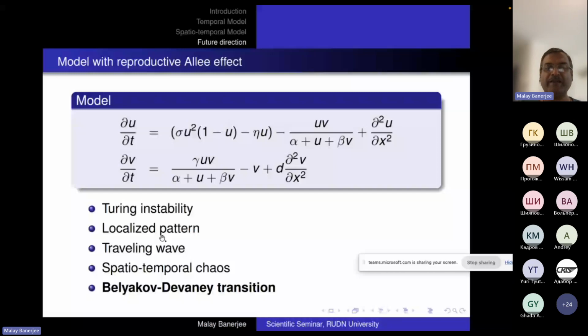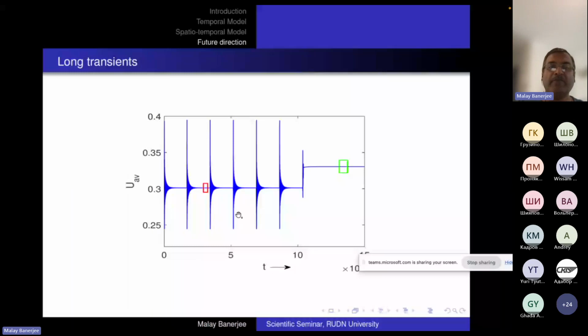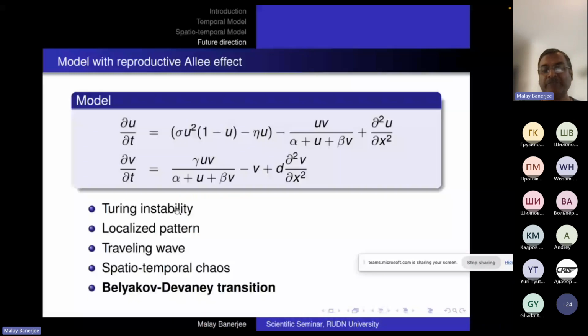We identified the localized pattern, traveling wave, and spatiotemporal chaos. But another interesting phenomenon we have observed is the Bogdanov-Takens type transition, the Belyakov-Devaney transition. If you perform some numerical simulation for appropriately chosen parameter values, we observe that although the Turing instability condition is satisfied, we cannot find any stationary pattern in the long run. Sometimes it shows some Turing-like pattern, but again it disappears. Ultimately it settles down to a different kind of spatial structure, which does not correspond to the unstable eigenmodes of the Turing instability for the particularly chosen parameter values.